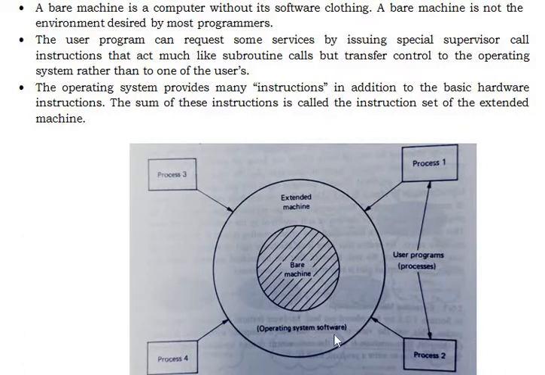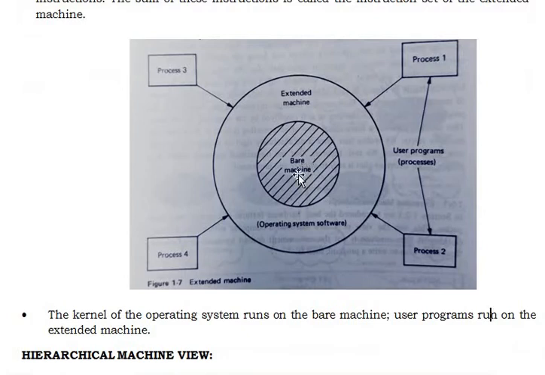So the operating system provides many instructions. In addition to the basic hardware instructions, the operating system provides its own instruction set. The kernel of the operating system runs on the bare machine, and user programs run on the extended machine.